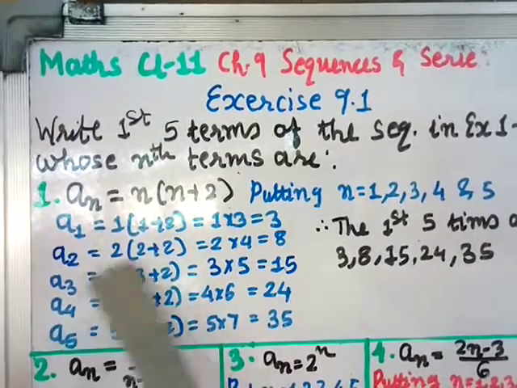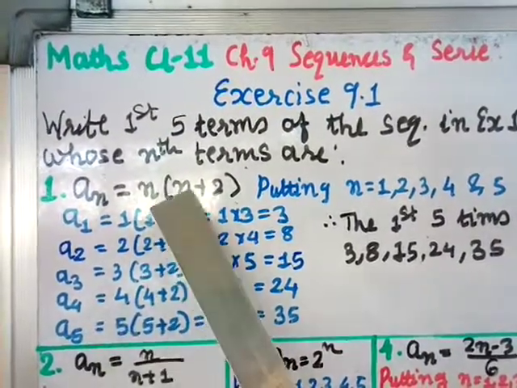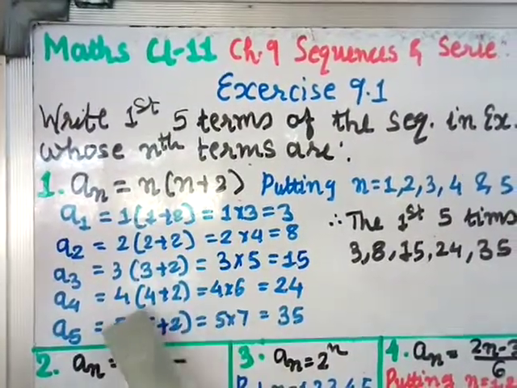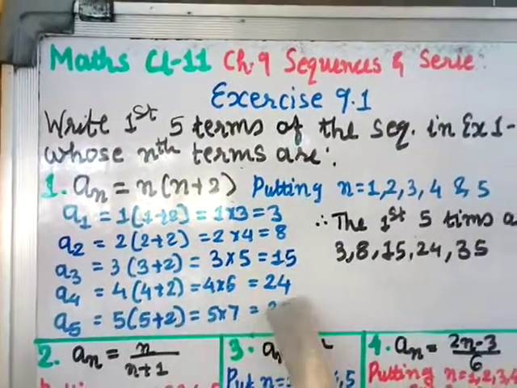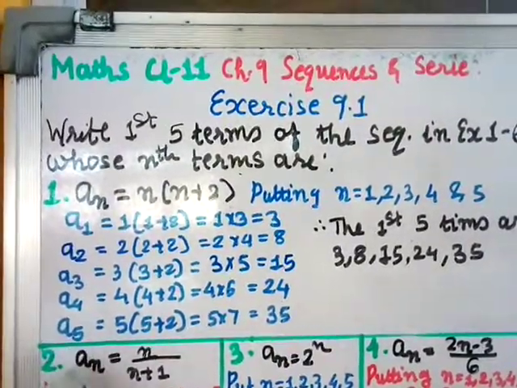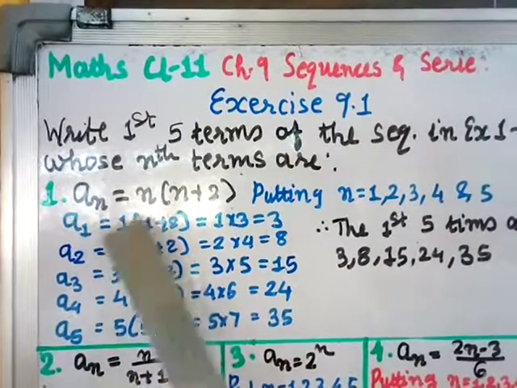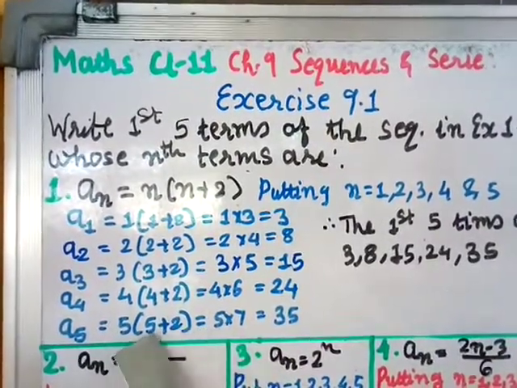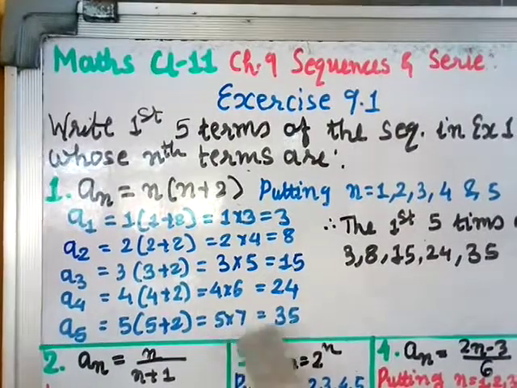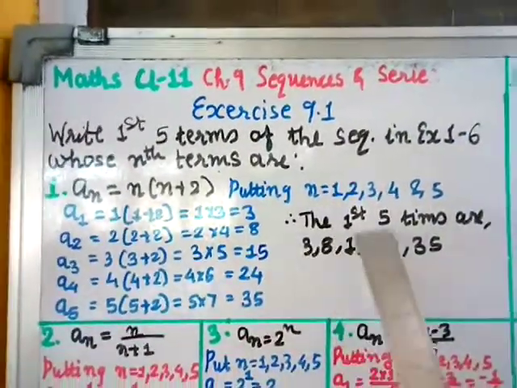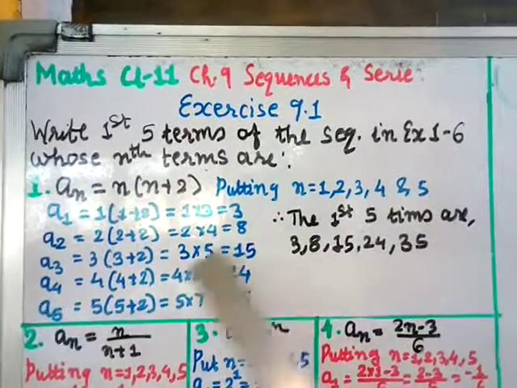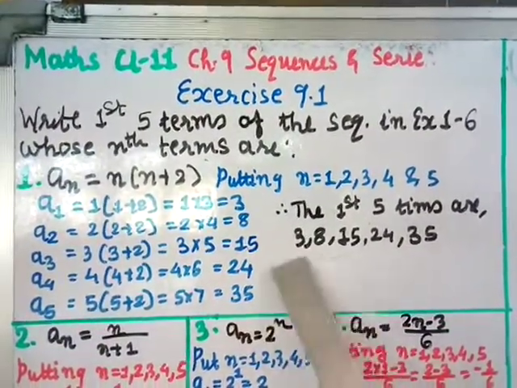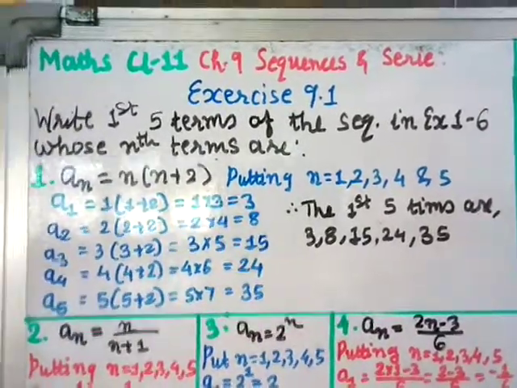So a4 equals 4 into (4 plus 2). This n value is 4. So 4 into (4 plus 2), 4 plus 2 is 6. The product is 24. Now putting n equal to 5, a5 equals 5 into (5 plus 2). 5 plus 2 is 7. So 5 into 7 is 35. Therefore, the first 5 terms are 3, 8, 15, 24, 35. So that is the answer for question number 1.